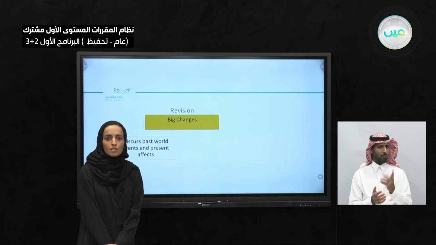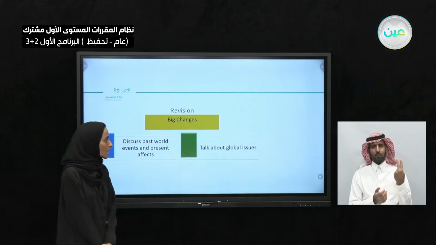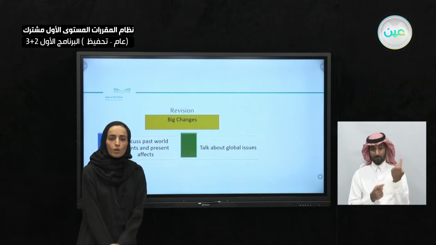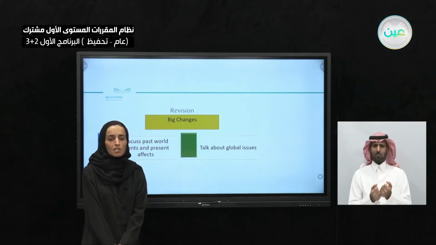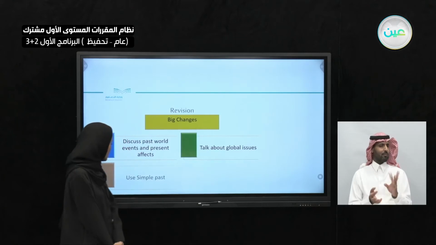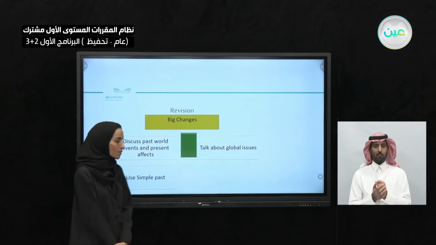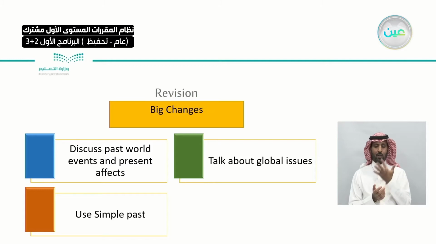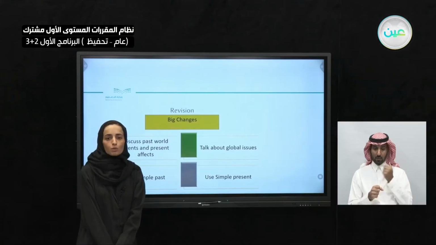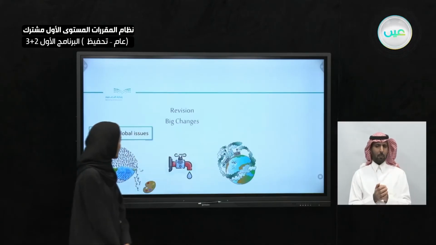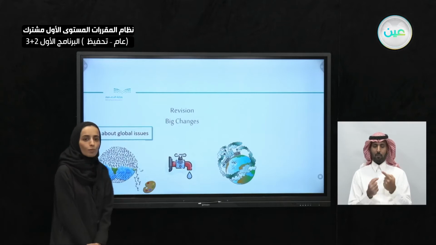Second, we talked about global issues. We have discussed a long list of global issues. What are they? Then we spoke about the use of the simple past. What is the simple past and how can you use it? Also, the use of the simple present. What is the form of the present simple and how to use it? Okay? Let's start with talking about global issues.